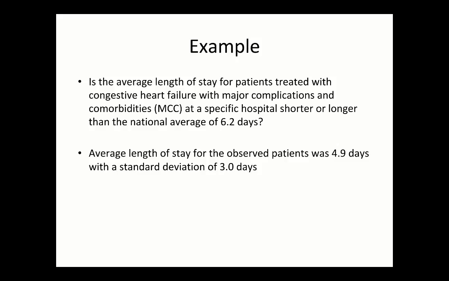Our alternative hypothesis is that patients treated with congestive heart failure with major complications and comorbidities had a length of stay not equal to the national average of 6.2 days. After calculating a t-stat, we find the p-value to be less than our alpha of 0.05. Therefore, we can reject the null hypothesis and conclude that the length of stay for patients treated with congestive heart failure with major complications and comorbidities had a length of stay significantly less than the national average.